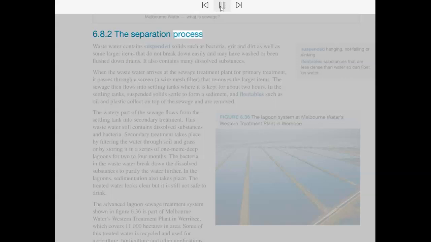6.8.2 The separation process. Suspended means hanging, not falling or sinking. Floatable substances are less dense than water, so they can float on water. Wastewater contains suspended solids such as bacteria, grit and dirt, as well as some larger items that do not break down easily and may have washed or been flushed down drains. It also contains many dissolved substances.